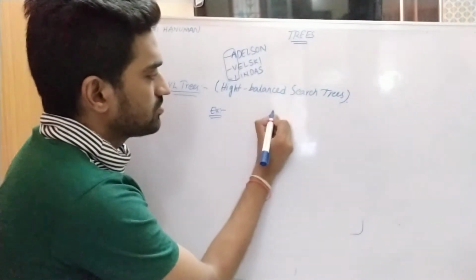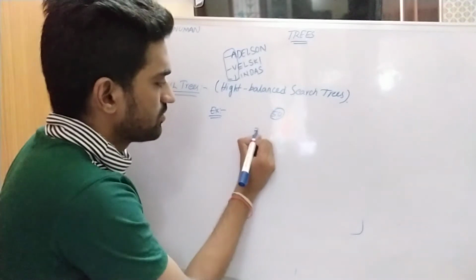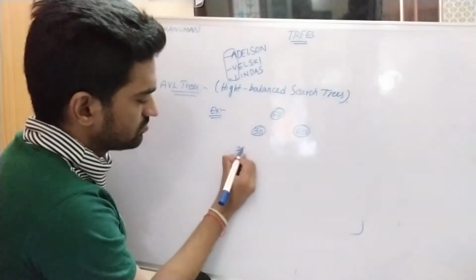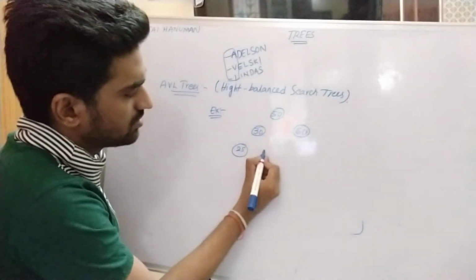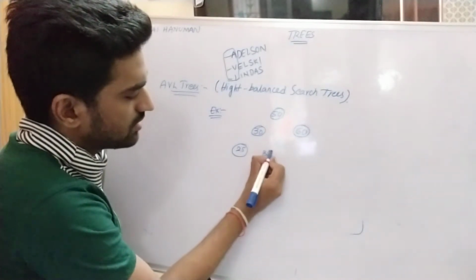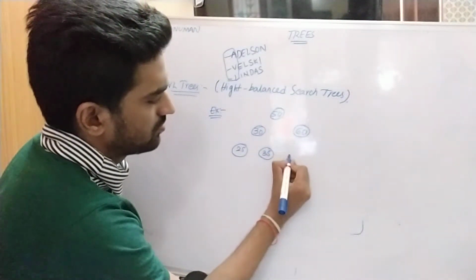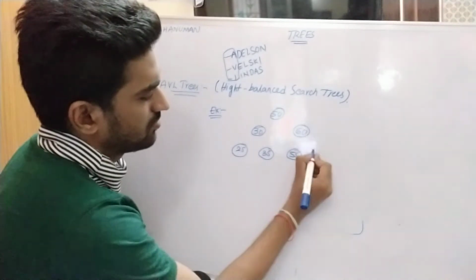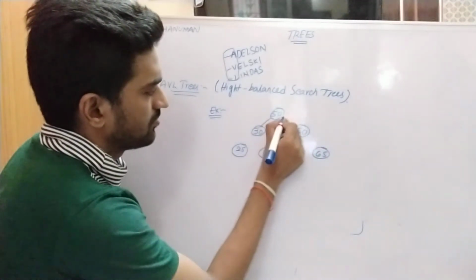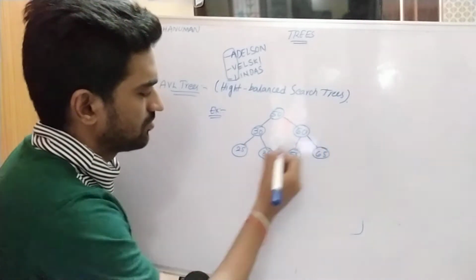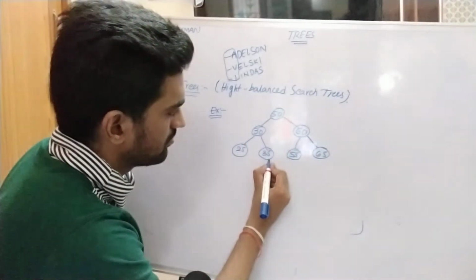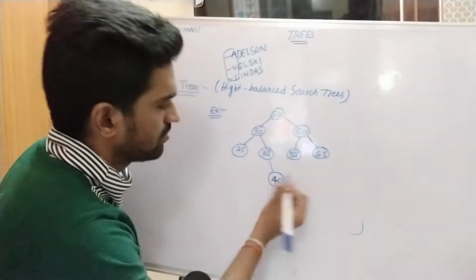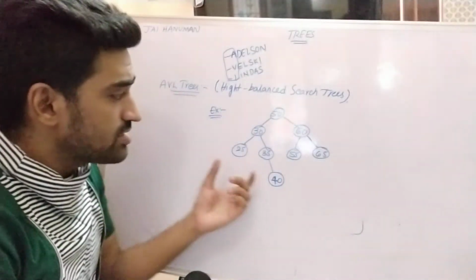For example, I am considering 50, 30, 60, 25, 35, 55, 65, and this is 40. Now let us check whether the tree is an AVL tree or not.